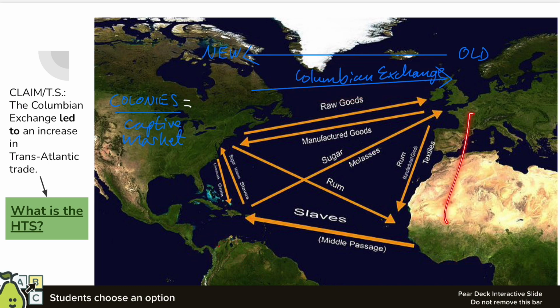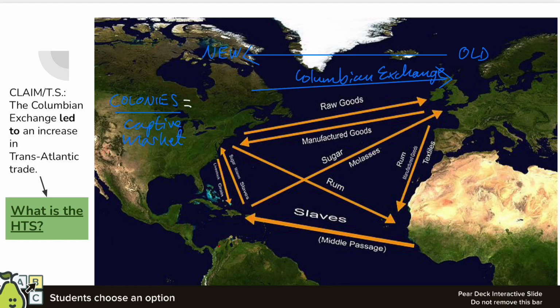So second leg, we start in Africa and then move over to the New World. So the second leg is when we start the Columbian exchange. First leg, there is no Columbian exchange. It's just Old World, Europe, and Africa. Then when we move into the second leg with the Asiento, that's when we get into the Columbian exchange.